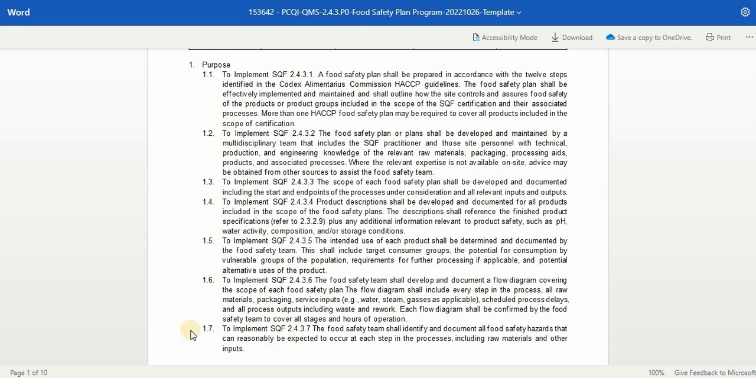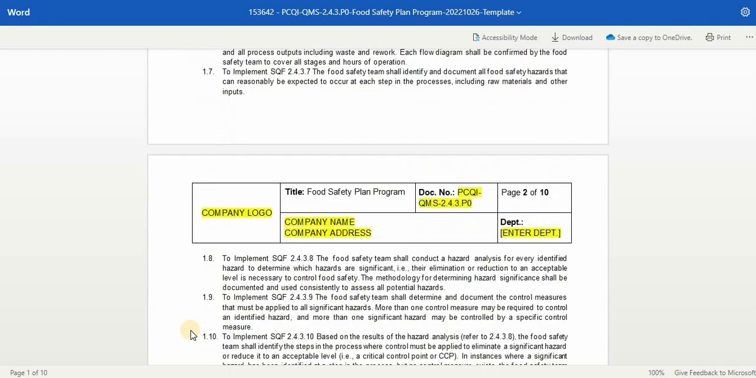Seventh, to implement SQF 2.4.3.7, the food safety team shall identify and document all food safety hazards that can reasonably be expected to occur at each step in the processes, including raw materials and other inputs.